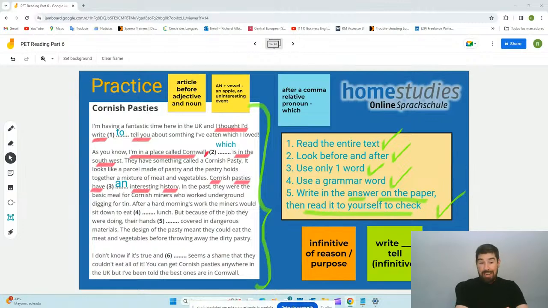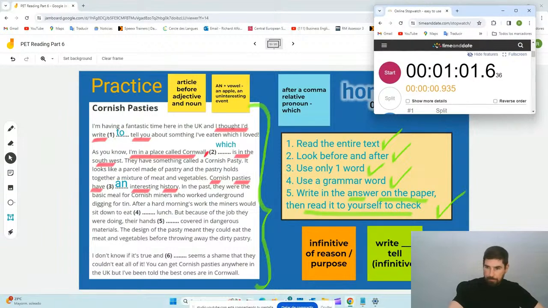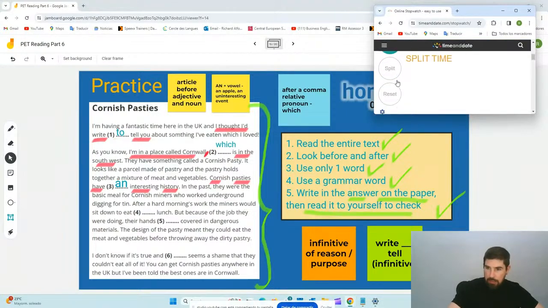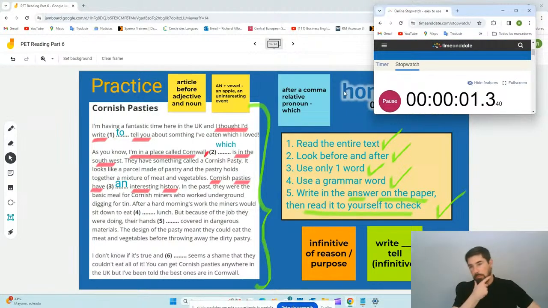Right, 5 minutes, okay, for 4, 5, and 6. We set the clock. I need to reset it, don't I? Reset. Feel free, if you're with me right now, to write the answers in the chat.